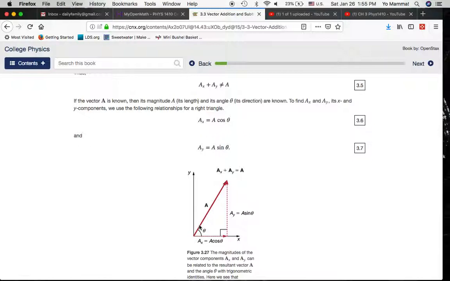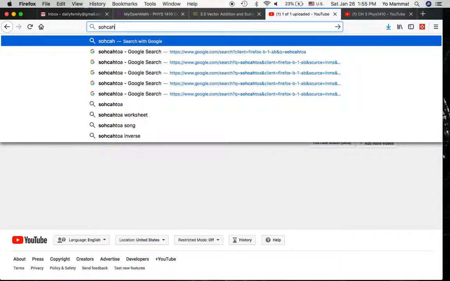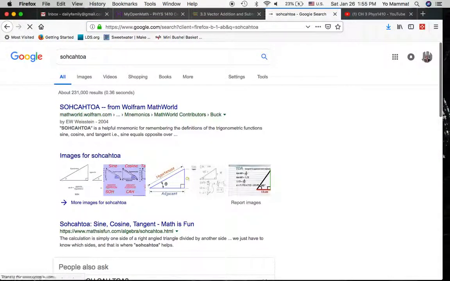We can actually use the length of the A vector and the trigonometric identities to calculate this side of the triangle and this side of the triangle. And this comes from SOHCAHTOA, which you've probably heard of before. If you haven't, we'll teach it to you really quick.